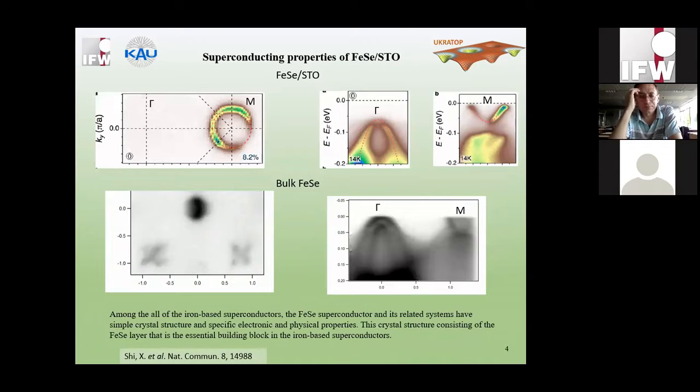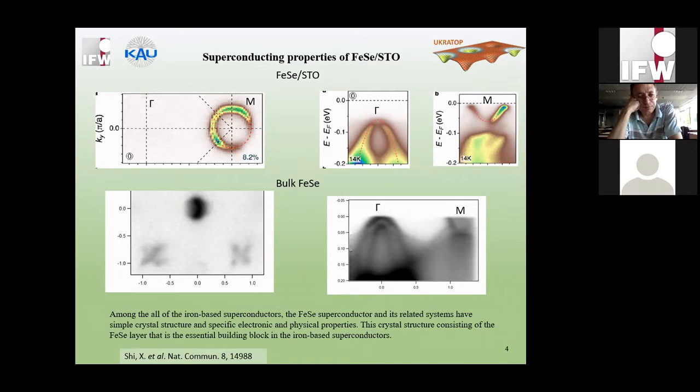Among all of the iron-based superconductors, the iron selenide superconductor and its related systems have a simple crystal structure and specific electronic and physical properties. This crystal structure consists of the iron selenide layers, which are the essential building blocks in the iron-based superconductors. This simple electronic structure is ideal for theoretical and experimental study.